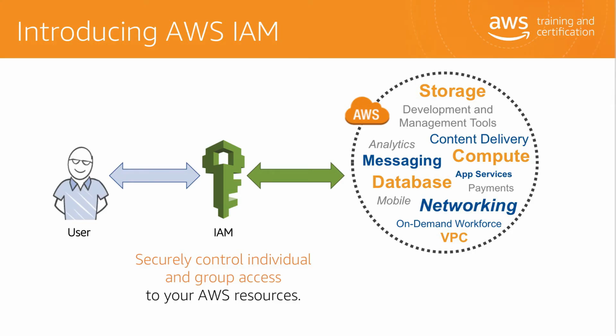AWS Identity and Access Management enables you to securely control individual and group access to your AWS resources. Using IAM, you can create and manage AWS users, groups, and user permissions for your AWS services. IAM provides fine-grained control options and supports federated users or users outside of AWS by integrating with your company's Microsoft Active Directory or a third-party identity provider such as Facebook or Google, and having the authenticated users assume IAM roles.